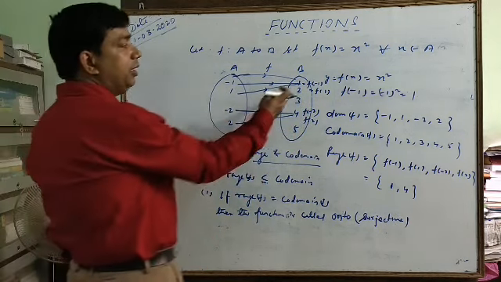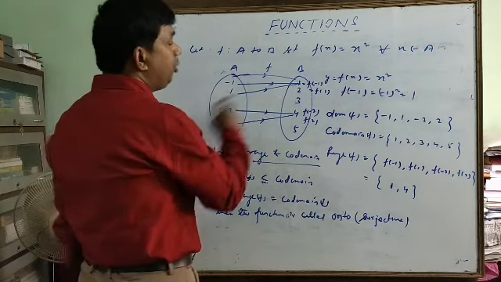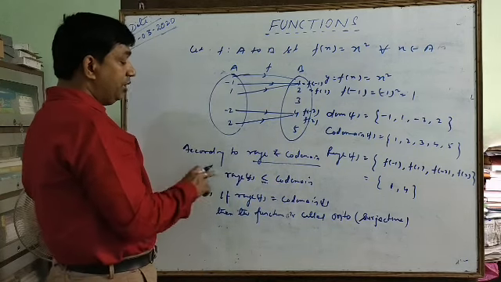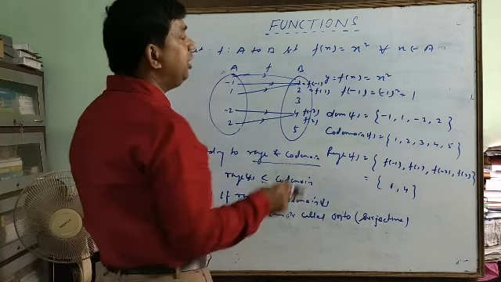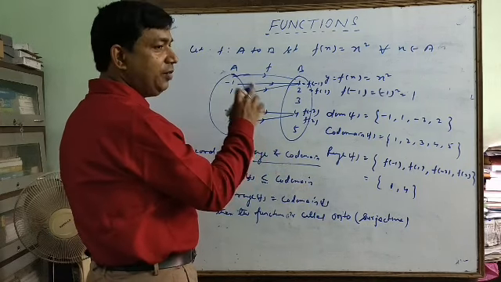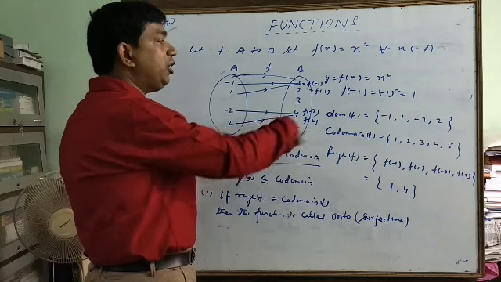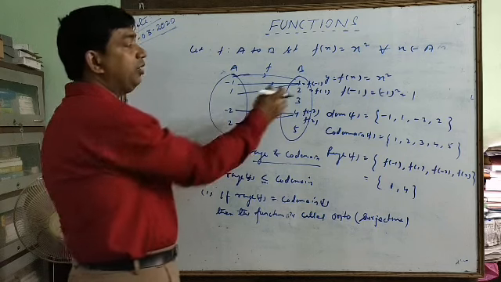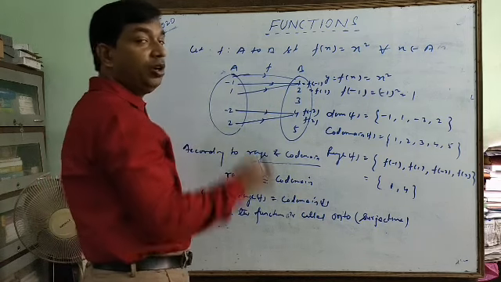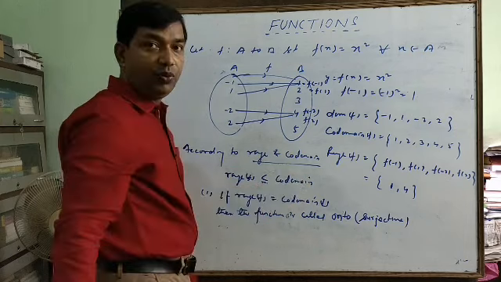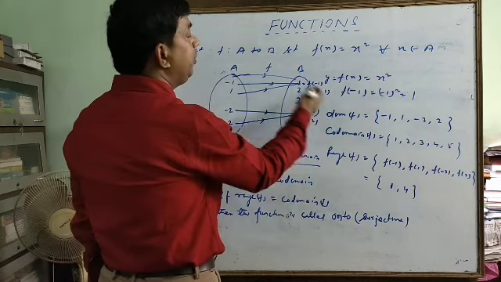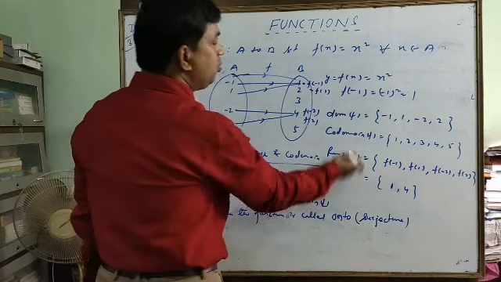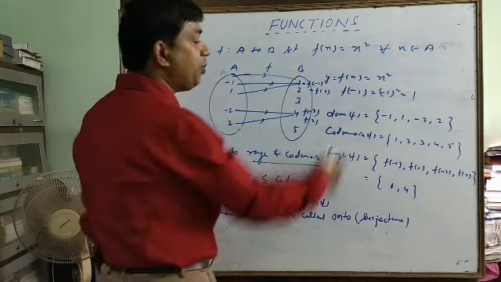In the above example, 2 has no pre-image, 3 has no pre-image, 5 has no pre-image. So according to another definition of the onto function, if f is a function from A to B, then every element of B has at least one pre-image in set A, but these elements have no pre-image, so this is not the case of an onto function. And here also we can say range is 1 or 4, but codomain is 1, 2, 3, 4, 5. So these two are not the same, but we can say it is a proper subset.